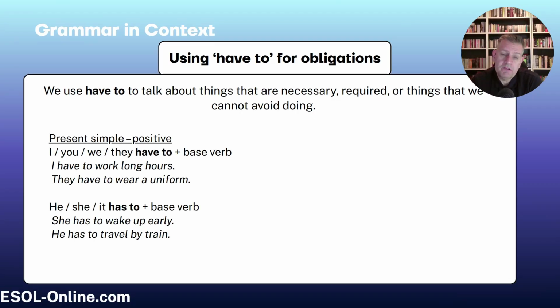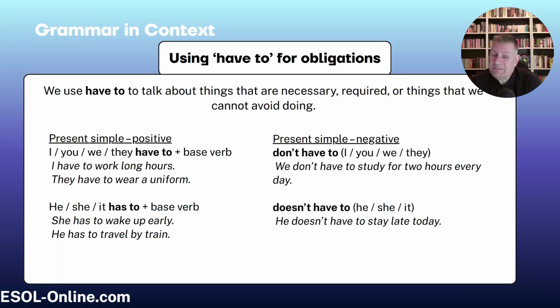And we would be using present simple. And in this case, the positive, like this, if it's using I, you, or we, or they, then it's have to plus the base verb, as in I have to work, base verb. The infinitive, we sometimes call that, long hours. They have to wear is the verb, a uniform. If it's he, she, or it, instead of have to, we're going to be using has to. Same structure. She has to wake up early. He has to travel by train.